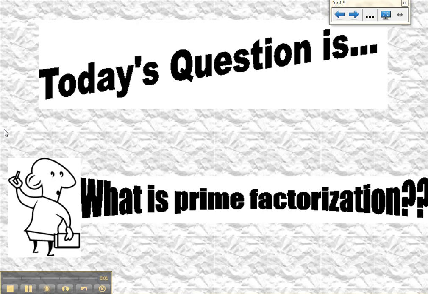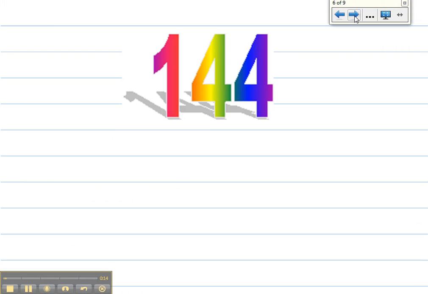Today's question is, what is prime factorization? Prime factorization is going to be when I make a factor tree of a number and I keep going and branching off until I get to all prime factors. So let's start by explaining with an example.